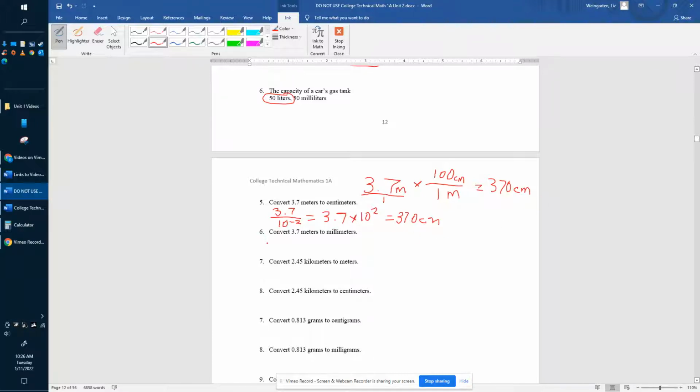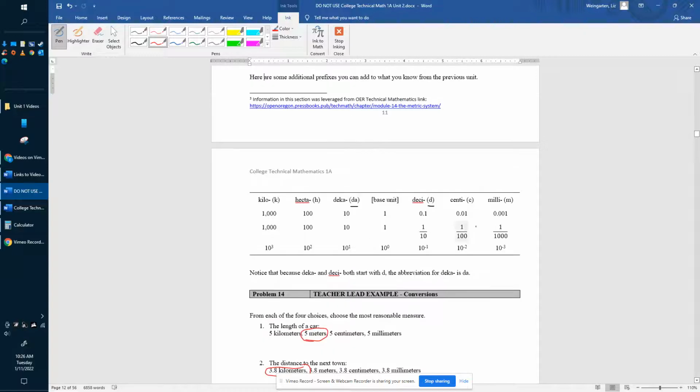How can we convert 3.7 meters into millimeters? So we have 3.7. We want our meters on the bottom because they need to cancel out. We want our millimeters on top because that's what we want our final result to be. So how many millimeters are in 1 meter? Let's look. 1 millimeter is 1/1000th of a meter. So there are 1,000 millimeters in a meter.